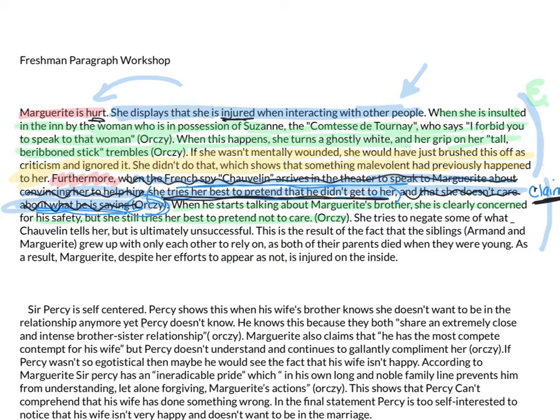When she starts talking, I just gave Chauvelin a sex change. When he starts talking about Marguerite's brother, she is clearly concerned for his safety, but she still tries her best to pretend not to care. What do you think?